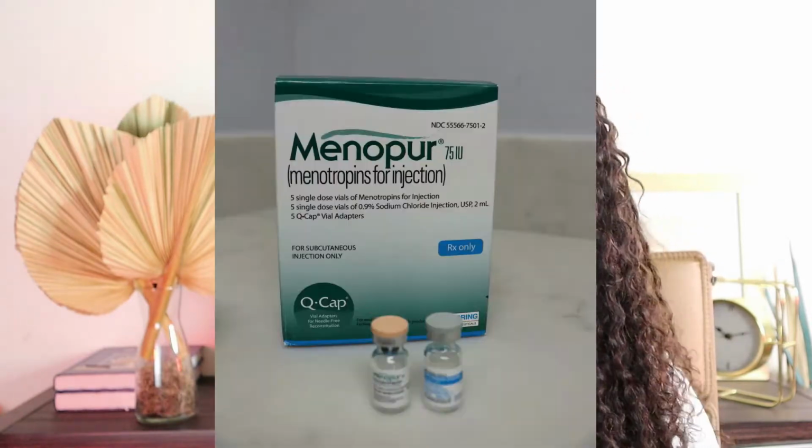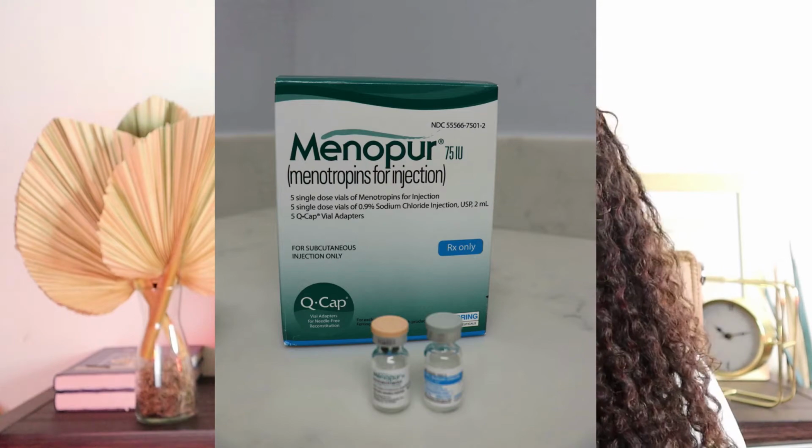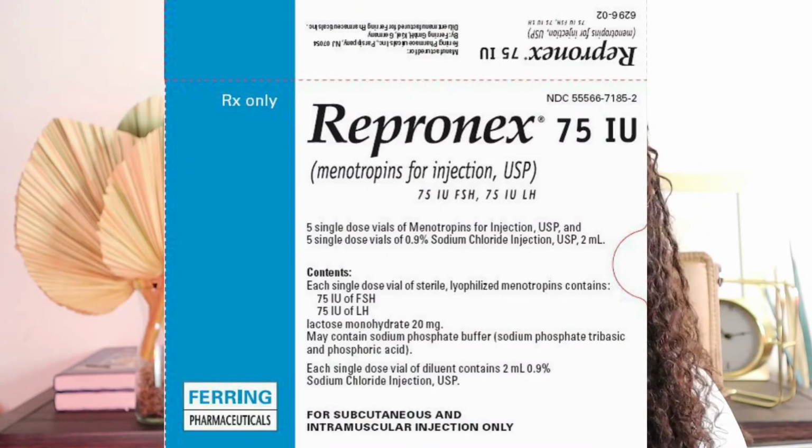So what is our medication of choice today? Our medication of choice today is known as the Human Menopausal gonadotropin. This comes in different brand names such as Menopur, Metrodin, Pergonal, as well as Repronex. These are all brand names that this medication comes in.